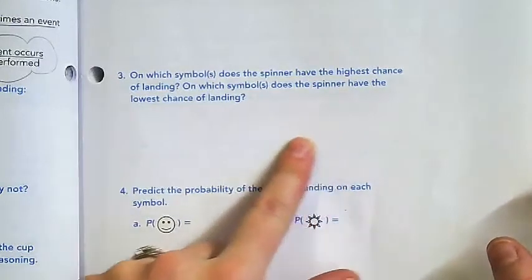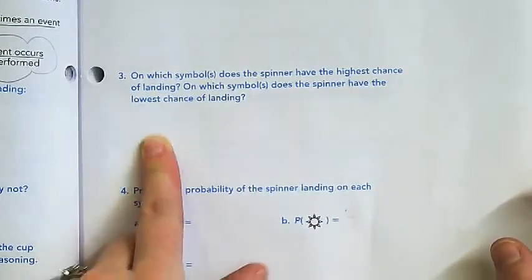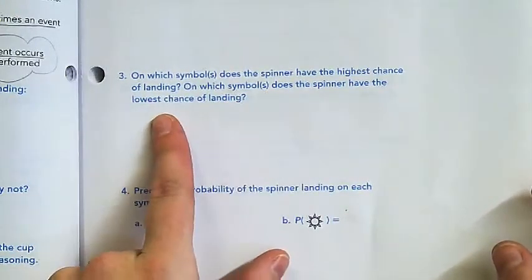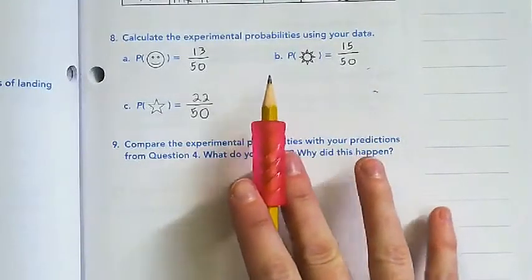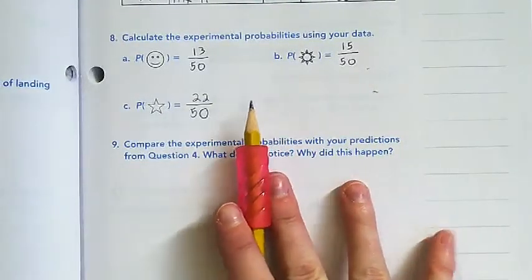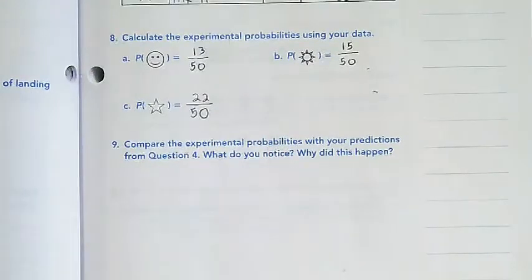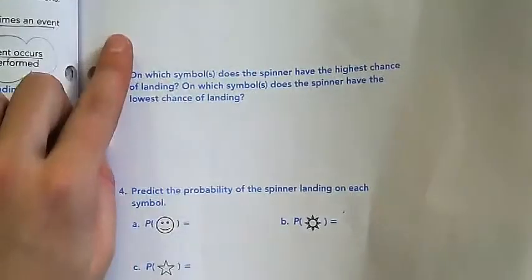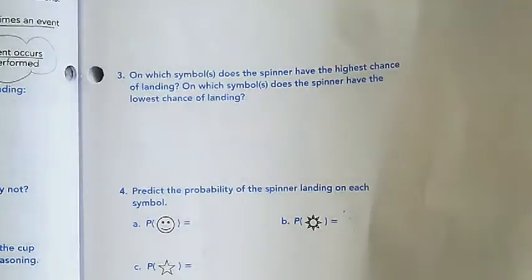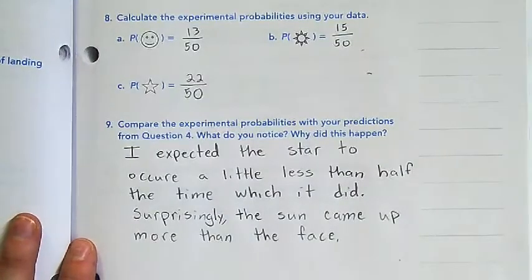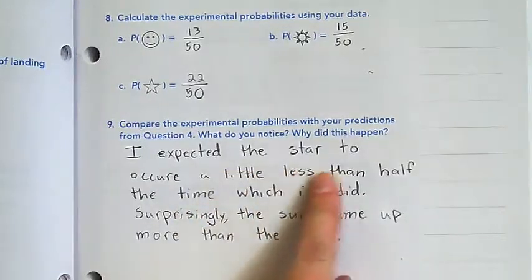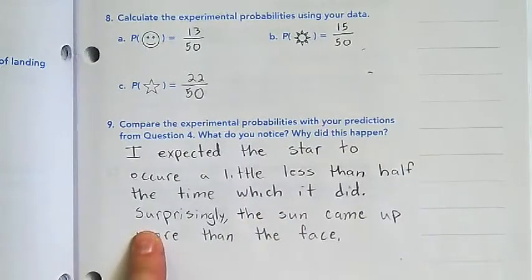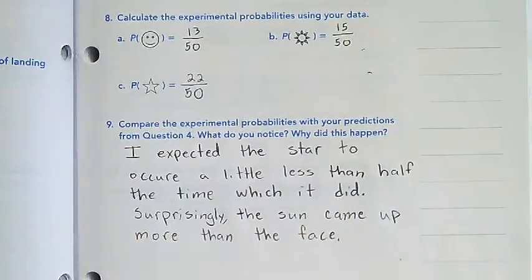On number 3, I remember we talked about the star having the highest chance and the sun having the lowest chance. Did that actually happen when you spun the spinner? So on number 9, go ahead and write about that. Comparing your results with the predictions you made on the previous page. So here's what I put on mine. I expected the star to occur a little less than half of the time, which it did. Surprisingly, the sun came up more than the face.